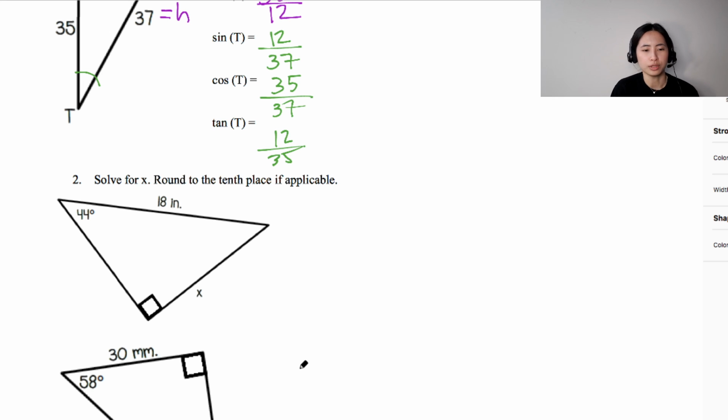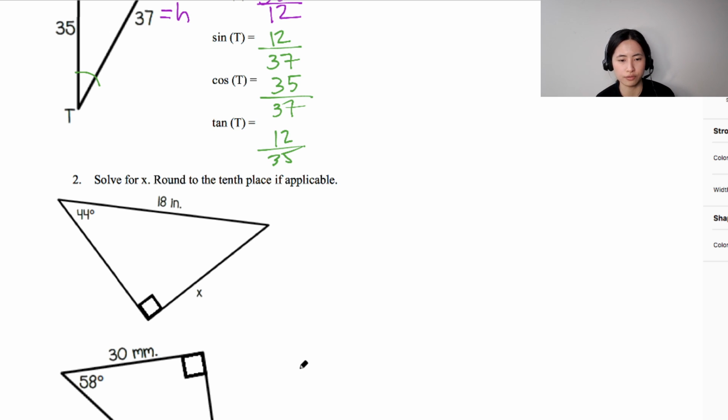Okay, now something is missing, right? Something is missing for number 2. It says we need to solve for x and we need to round to the tenth place if applicable. When I say you need to round to the tenth place, that only applies to your sides. Obviously for angles, sometimes you can also have the tenth place, but let's keep your angles in terms of a whole number.